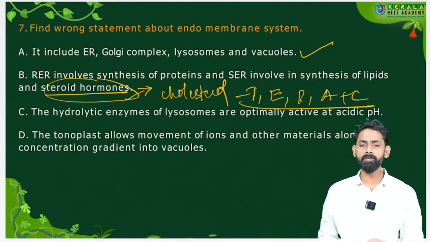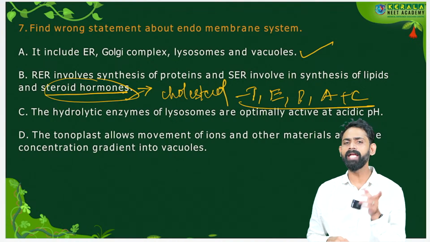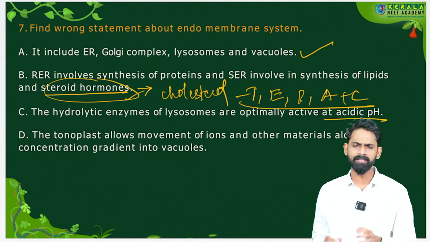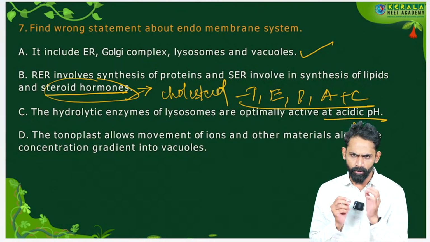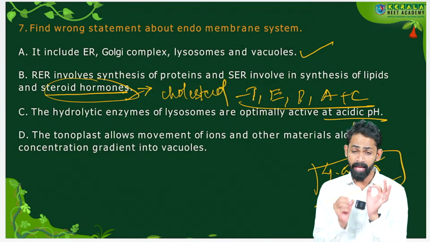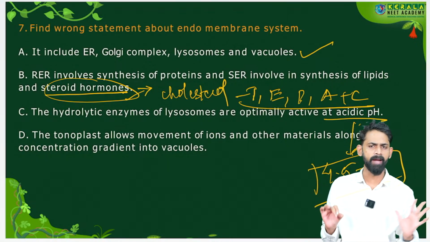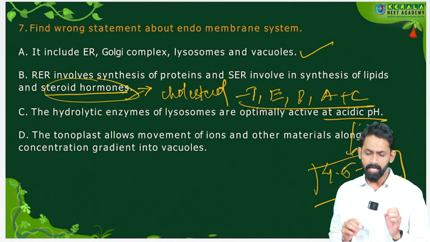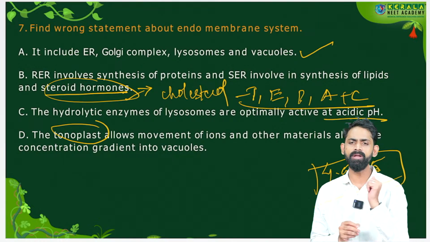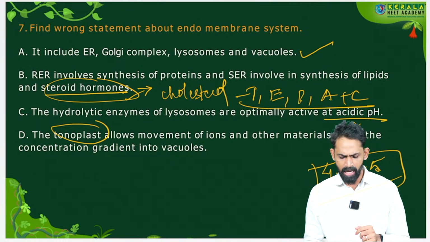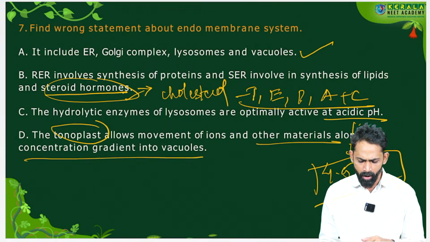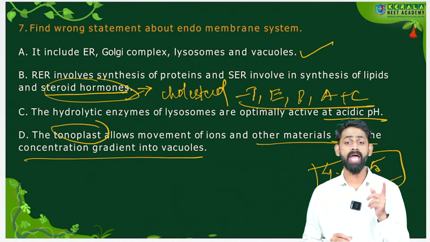Next I am going for option C. The hydrolytic enzymes of the lysosomes are optimally active at acidic pH. Nice one. If you remember, the pH is 4.5 to 5. Nice statement, beautiful statement. Last option: the tonoplast, this name is also important. The membrane of the vacuole is called the tonoplast. It allows the movement of ions and other materials along the concentration gradient.